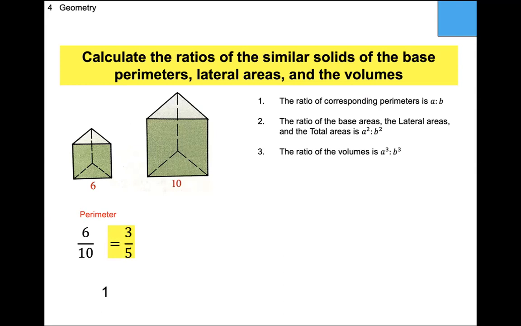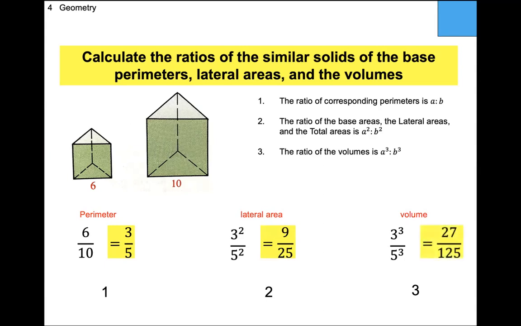Question number two is the ratio of their lateral areas and total areas and base areas. Well, it's 3 to 5, but squared. In other words, it would be 3 squared over 5 squared, which would be 9 over 25. That was easy. And the last one is easy as well. If we want to know the ratio of their volumes, we take the scale factor, 3 over 5, and we cube it this time. 3 times 3 times 3 is 27, and 5 times 5 times 5 is 125. And believe it or not, that's how homework is done. And it is that simple.